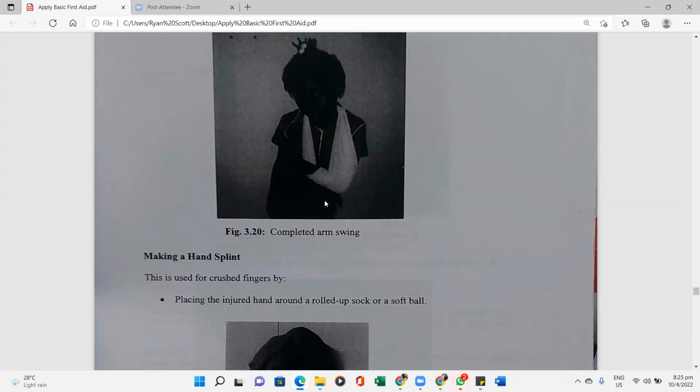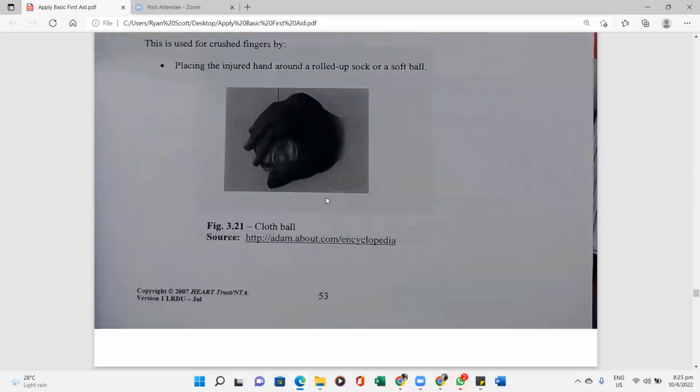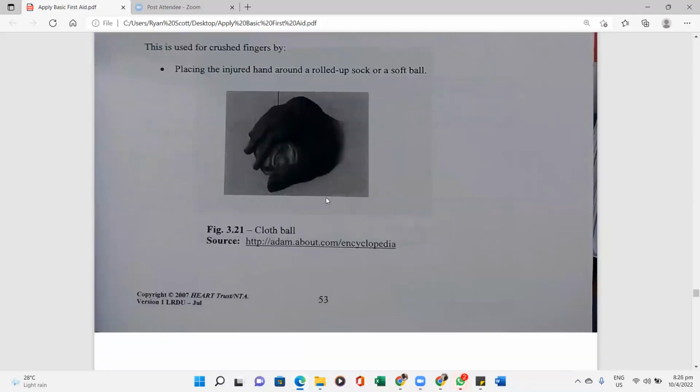Then scroll. Making a hand splint. Or you can scroll down, Amran. Hello? Okay. So for the splint now. Oh, look up, let me see.